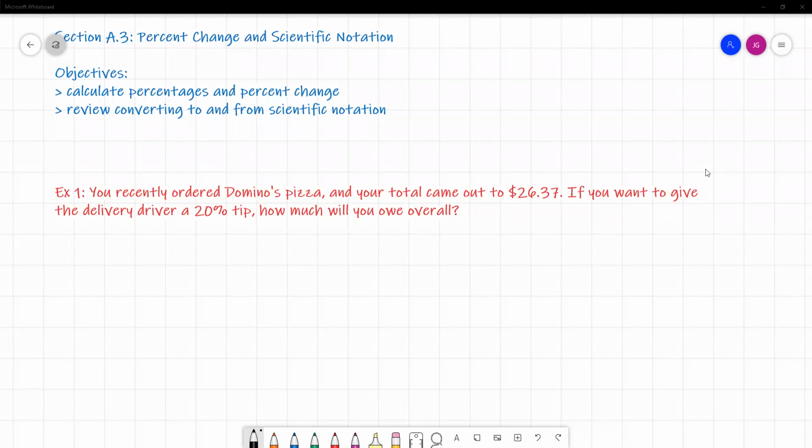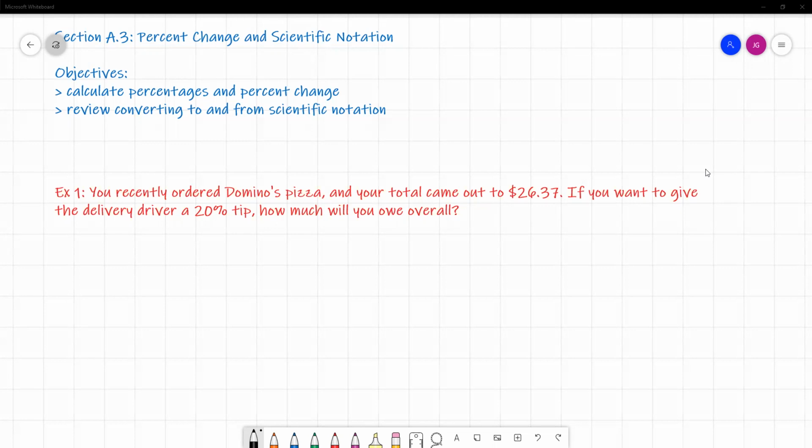Okay, that first part, calculating percentages, we're going to take a look at some realistic scenarios that maybe you'll find yourself in when you're out shopping or buying things, right? In our first example, we recently ordered Domino's pizza, and your total comes out to $26.37. If you want to give the delivery driver a 20% tip, how much will you owe overall, right?